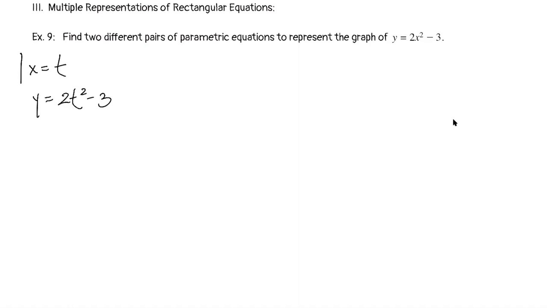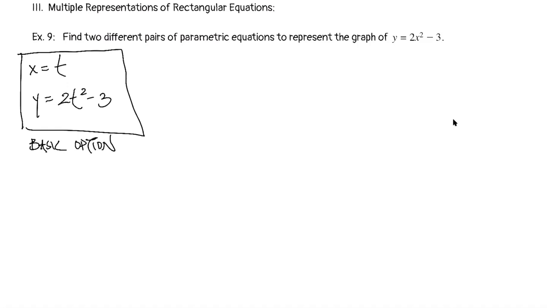So this is always an option. It's the most basic option, but that doesn't make it a bad one. Okay? Would it be valid to write this?